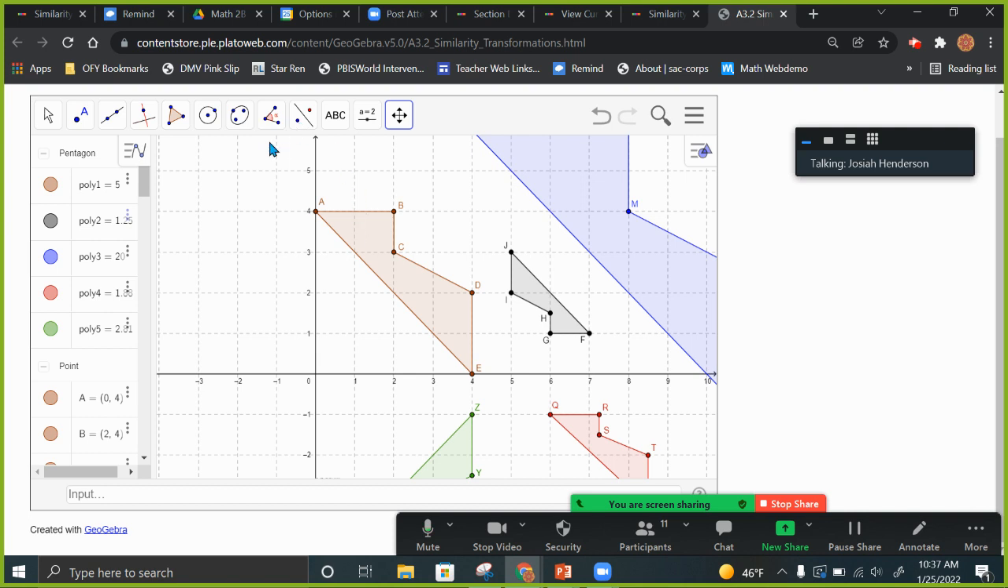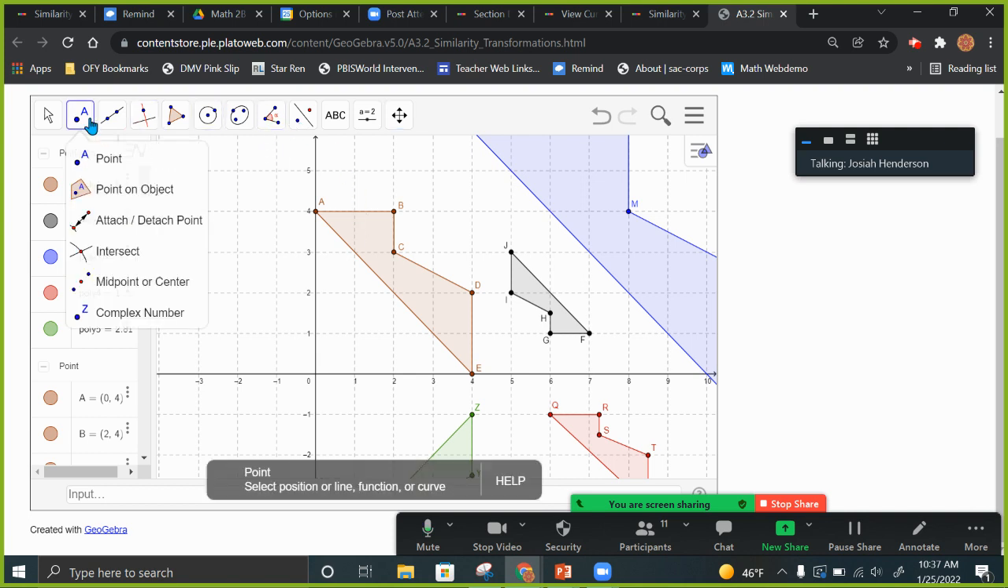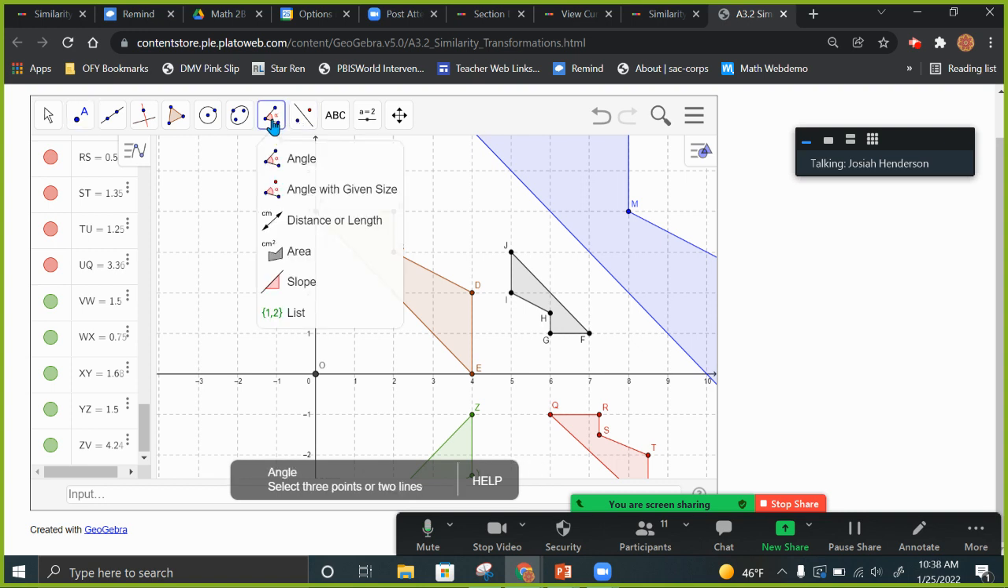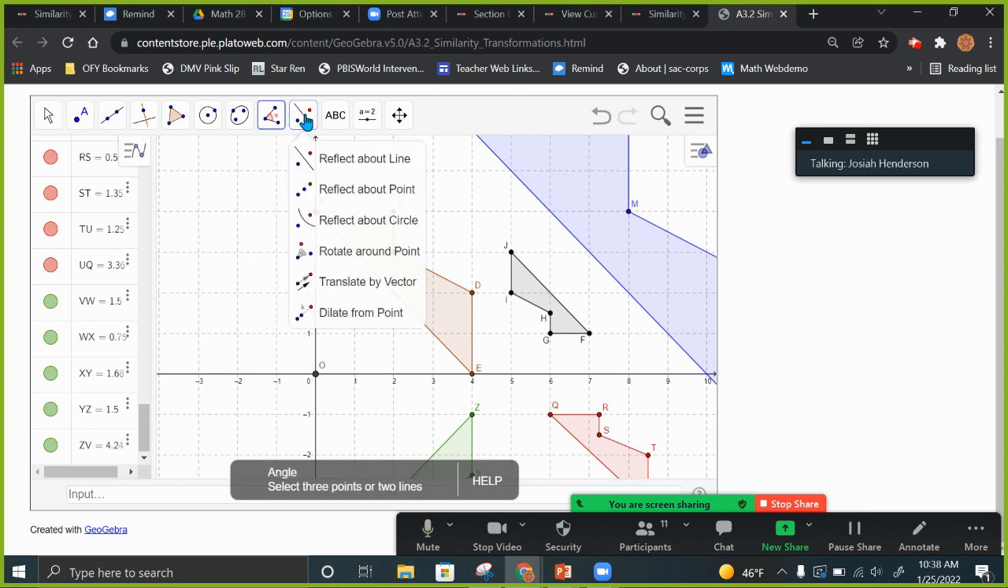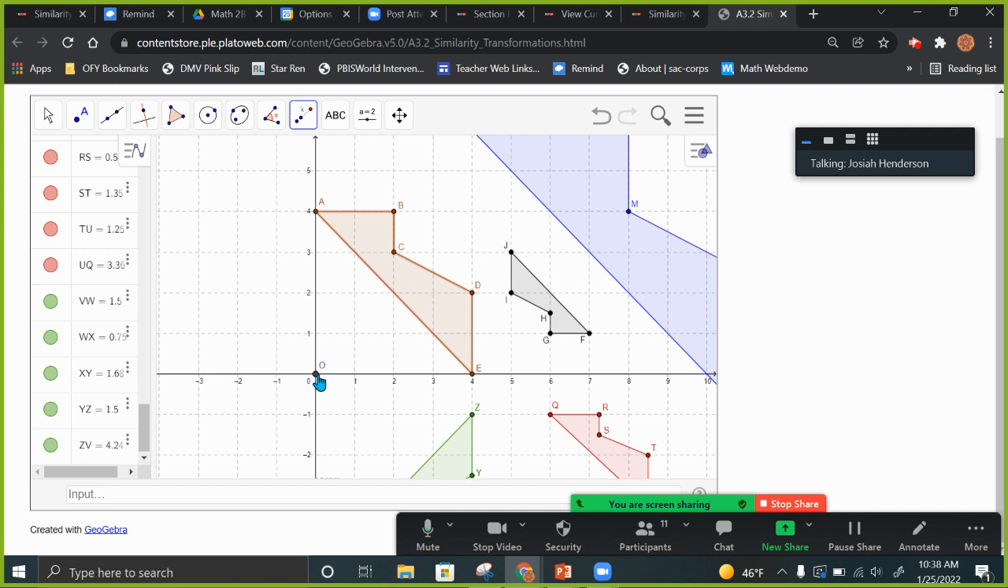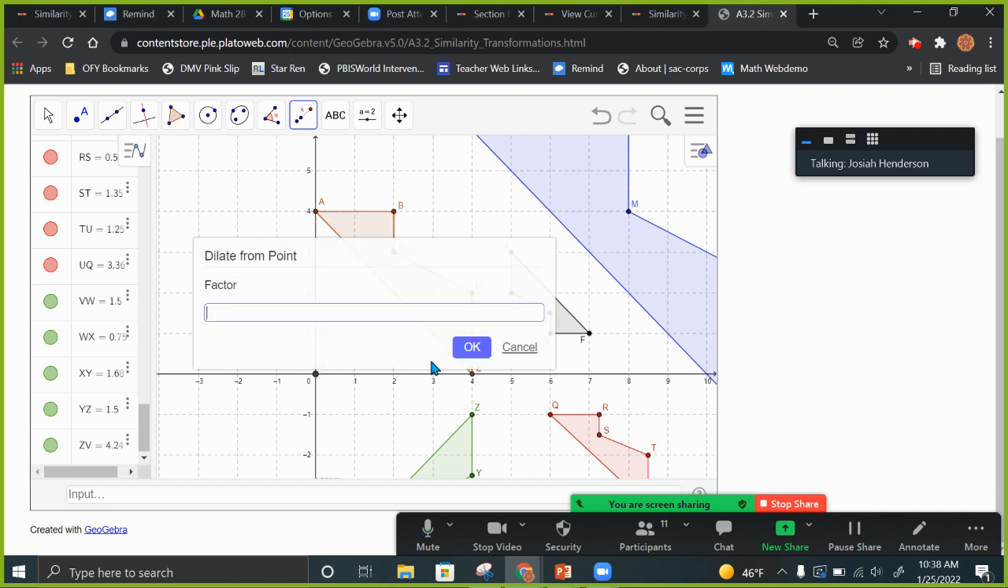Yesterday we did our dilation tool. I'm going to add a point at the origin so we can use that to dilate from. So add a point right at the center at 0, 0. And then I'm going to use the dilate tool. Here's measuring, and here's the transformation. So we're going to be using this section a lot for all the different transformations. Dilate from point. So click on the whole figure, and then click on the point we just made. Oh, and I need to know the factor. I didn't figure out the scale factor.